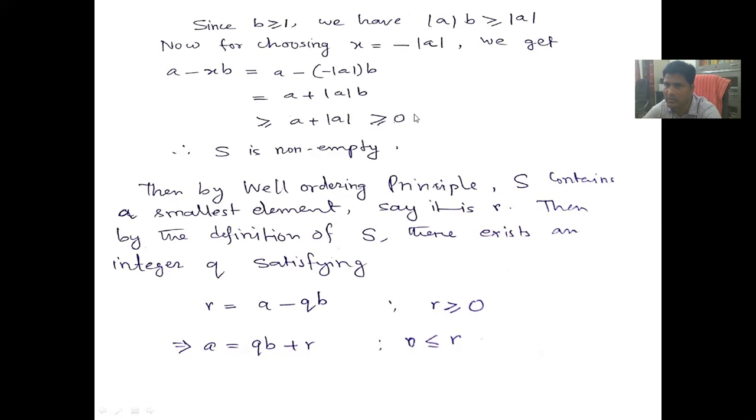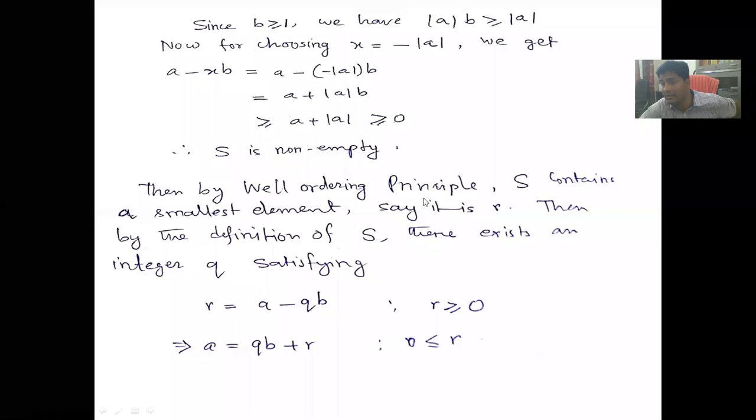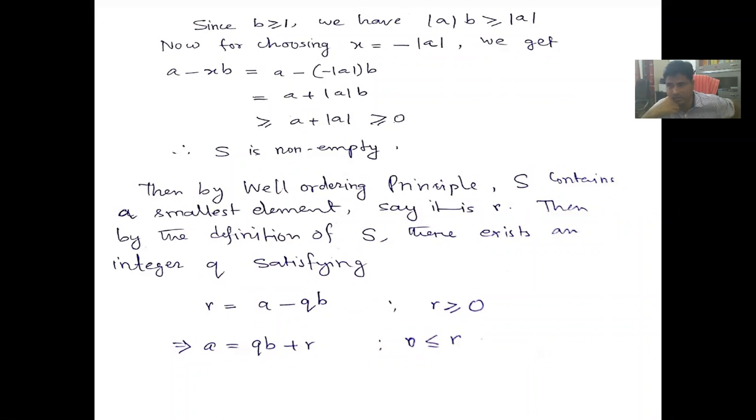So this is greater than or equal to 0. Ultimately, this is greater than or equal to 0. So this means S is non-empty. Our claim was that the set of a minus xb should be non-empty. Then by the well ordering principle, since S is non-empty, S contains a smallest element, because S is a collection of non-negative integers.